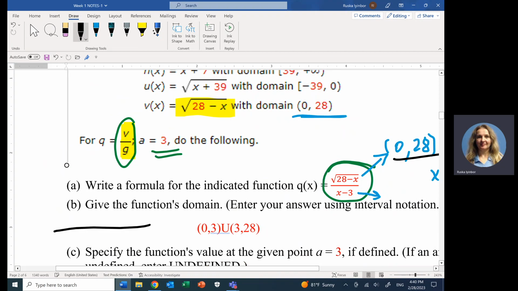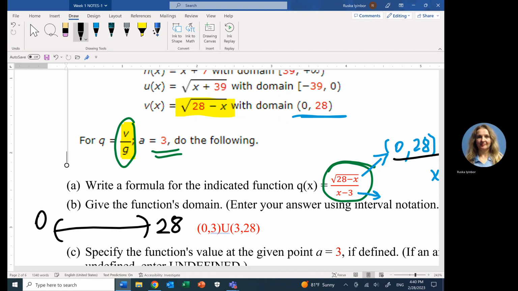From 0 to 28, you're looking at the number line. You have 0 here in the beginning, and then we have 28. That's where you're going to finish. And also we have x is not 3, so 3 is somewhere in the middle. So you're going to exclude the 3, not equal to 3. And that's how you get the two intervals: from 0 to 3, union 3 to 28.